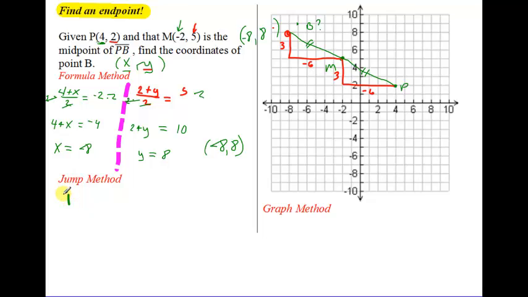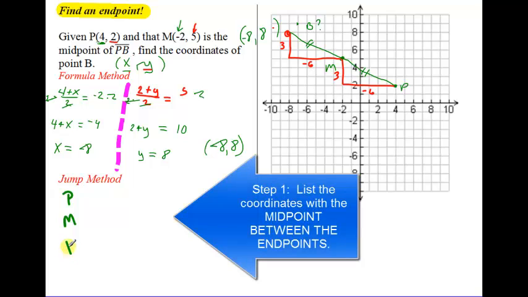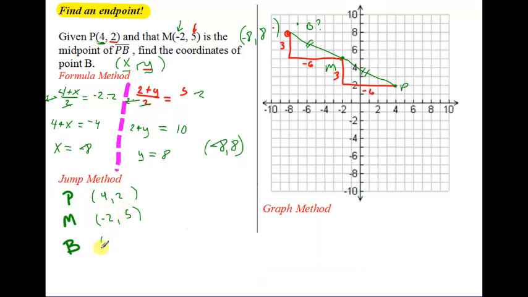You list your points in order, P, then M, and then B. And I want you to notice I've got the endpoints on the outside and midpoint is in the middle. You list those and you write down what their coordinates are. So looking back, the coordinates for P, that's 4 and 2. The coordinates for the midpoint, that's negative 2 and 5. And the coordinates for B, we don't know. I'm going to leave them blank because I'm just going to put my answers right there in this jump method.